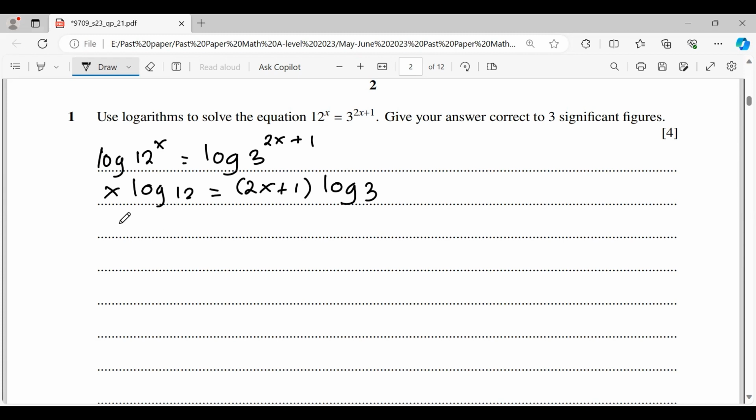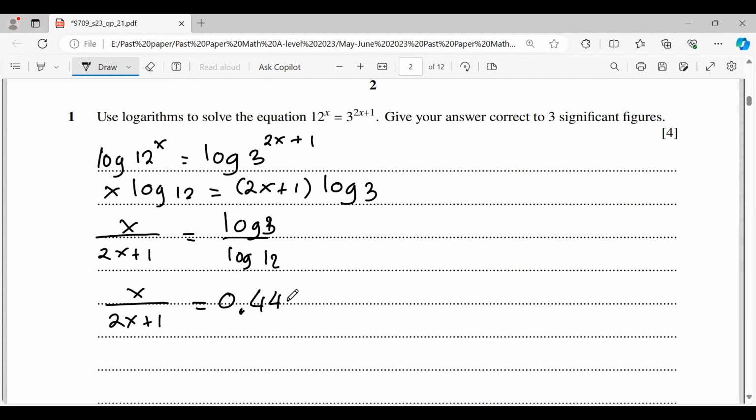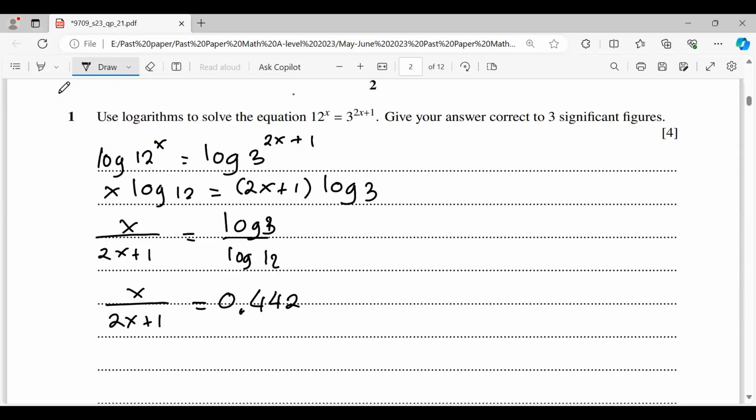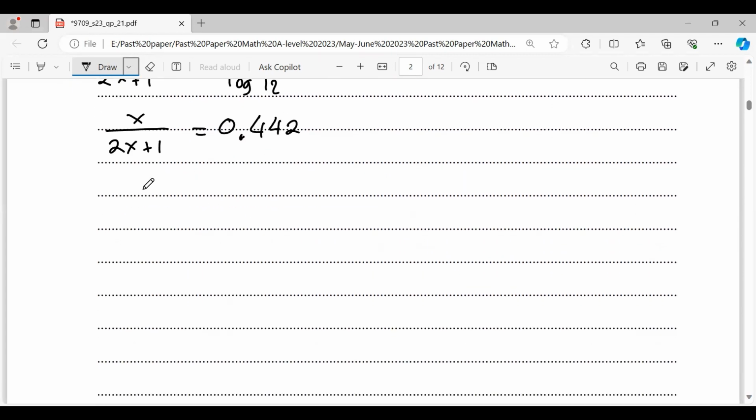After that, we create the division: x over 2x plus 1 equals log 3 over log 12. And after that, through the calculator, calculate this log 3 over log 12. It is 0.442 on my calculator. So I'm going to set this first, and then I can scroll down. So the next step, x equals 2x plus 1 times 0.442.